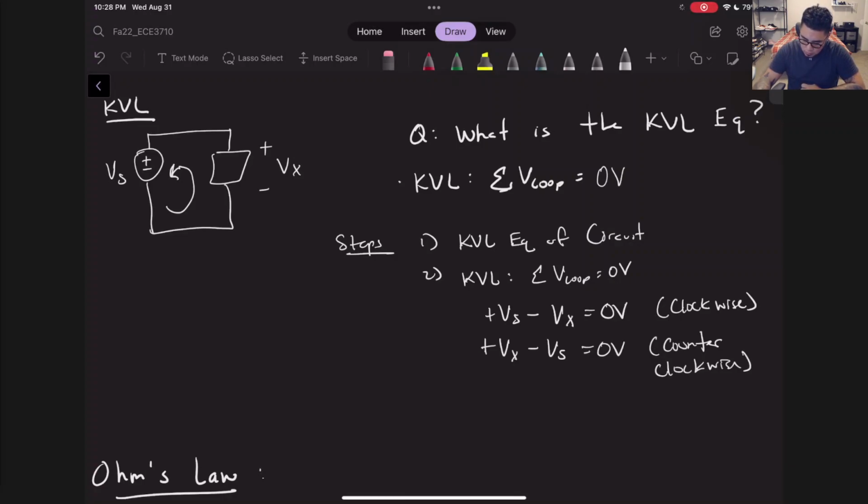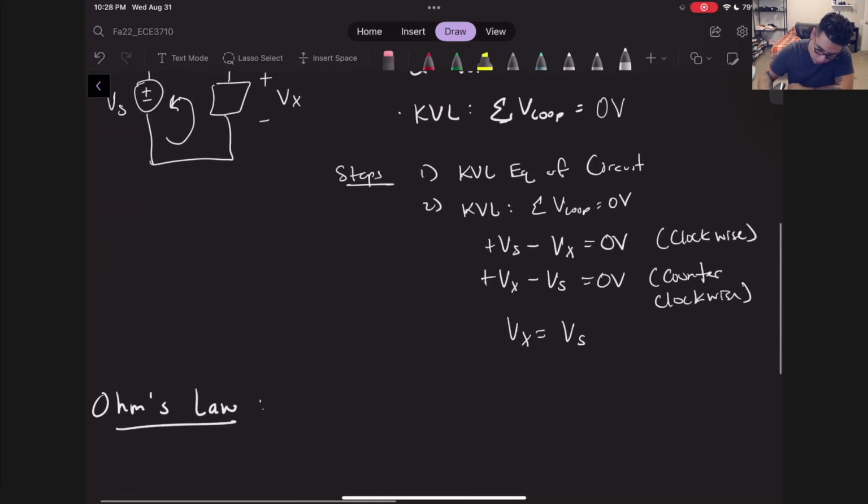Now, regardless of which direction you went, Vx is still equal to Vs. Cool? So, when you have two elements in parallel, the voltages are equal to each other. That's what we just proved here. And I wanted to prove that if your direction changes, KVL will still come down to the same simplified answer. That's what I'm trying to show here. Okay, that's all I have to say about that. Let's erase this.